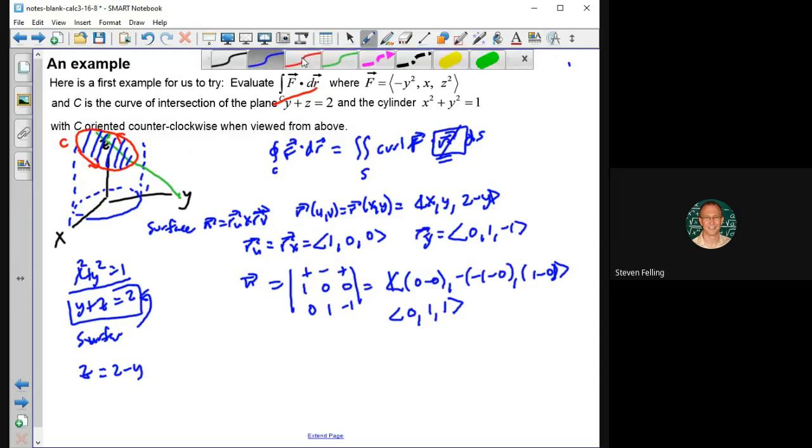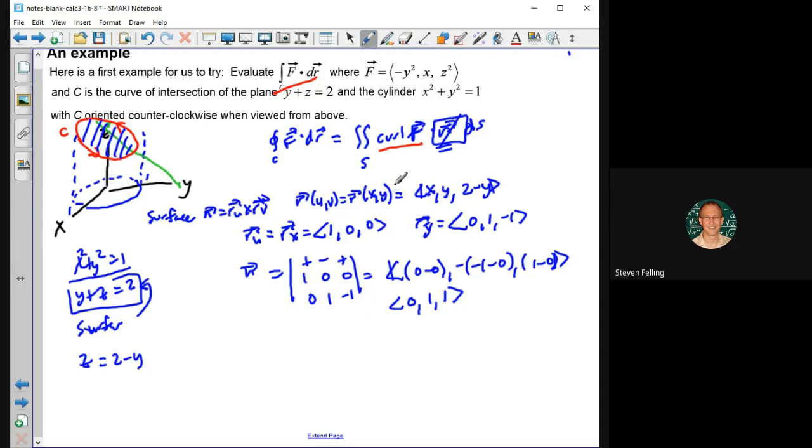Okay, now let's work on the curl of f. For the curl of f, I've got my f defined here. I need to take the curl. So the curl of f is del cross f, right, which is going to be, let's put the field in here first, negative y squared, x, z squared. And then we'll load up the derivative operators, d dx, d dy, and then d dz, and then plus minus plus.